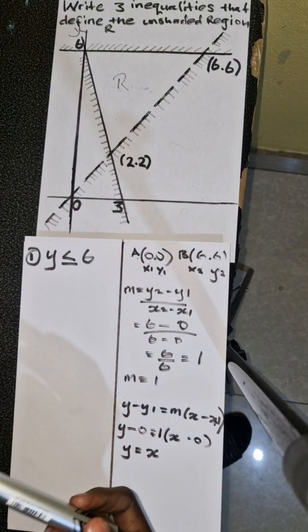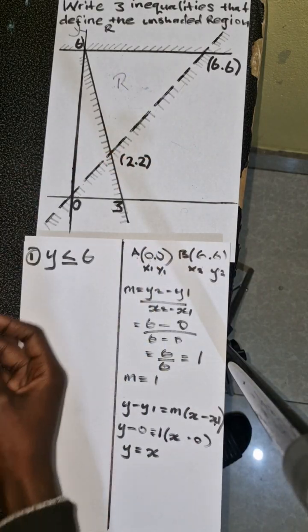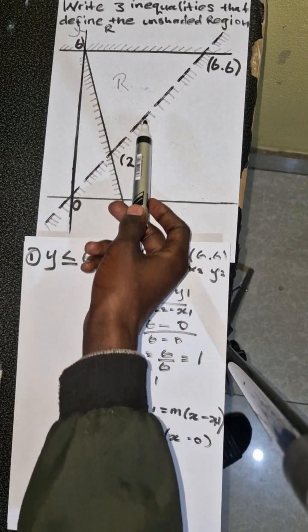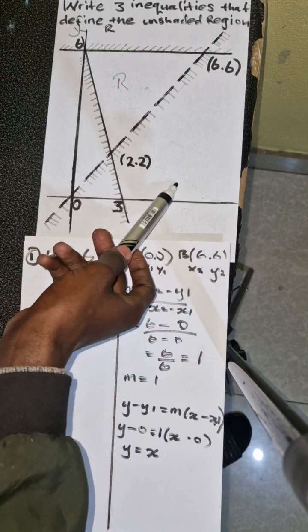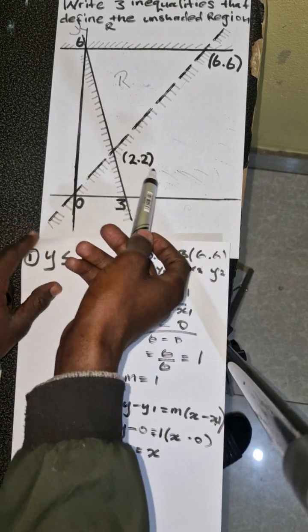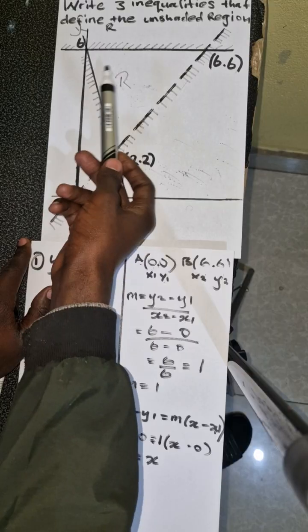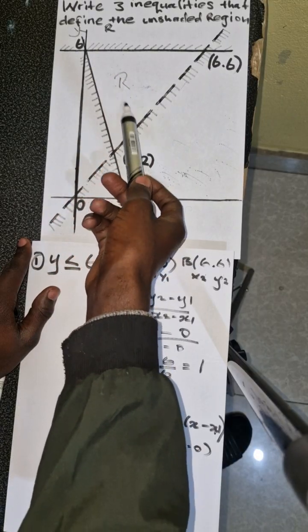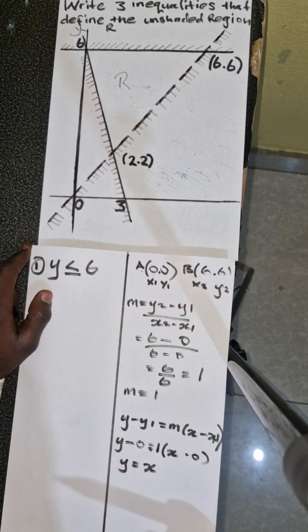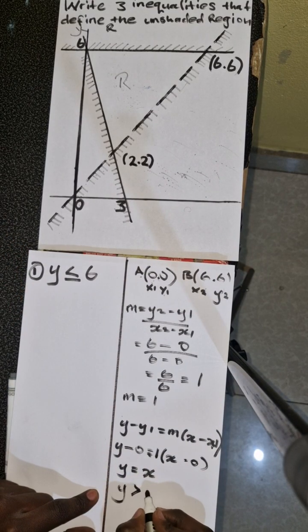So what do they want? They want the region which has not been shaded. This region which has not been shaded, that's what they want. So this region here is the lesser region, like the x-axis here. So what do they want? We're going to say our y region here is greater than x. So it's going to be y is greater than x.